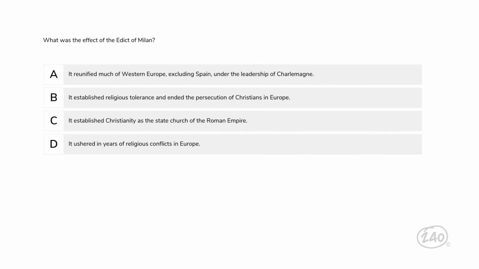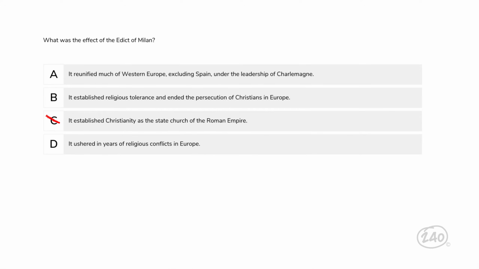The events of choice C definitely occurred. But I know that religious tolerance across all religions occurred hundreds of years before Christianity became the official religion of the Roman Empire. I also know that it was the Edict of Thessalonica that made Christianity the official religion of Rome. So I can personally rule out C. So let's move on to D.